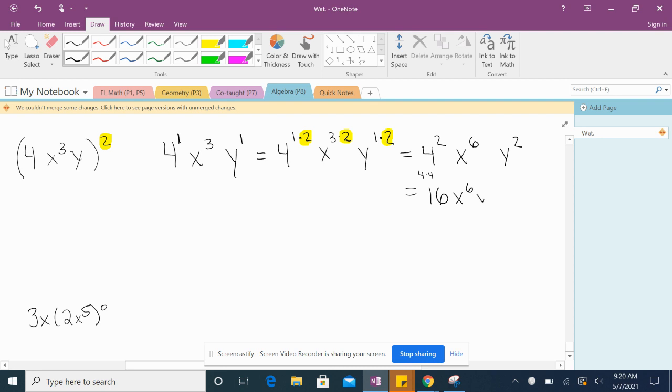And then we can bring down x to the sixth and y squared.